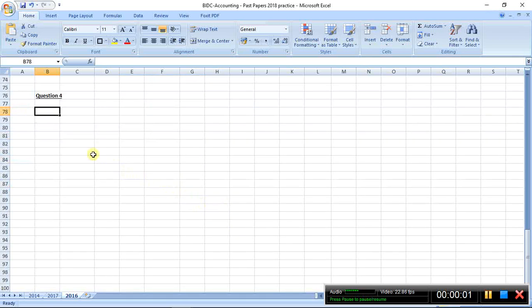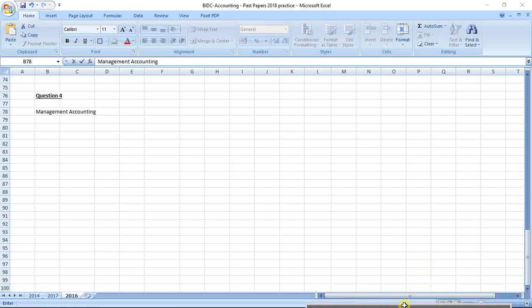Departments. The costs are allocated to each department as follows. So what do they mean by costs are allocated, like the costs of running the department? So costs need to be allocated to different departments. So let's use this as an example.